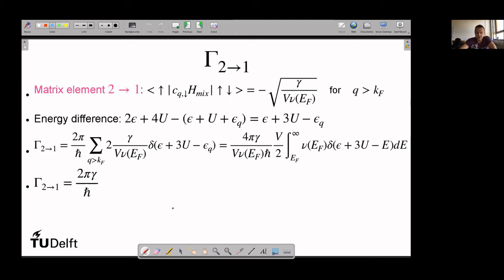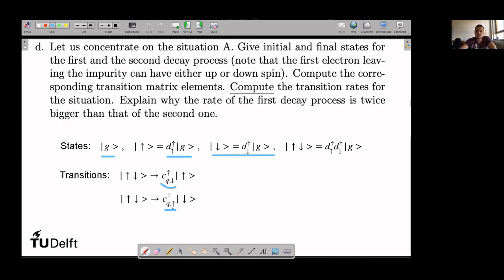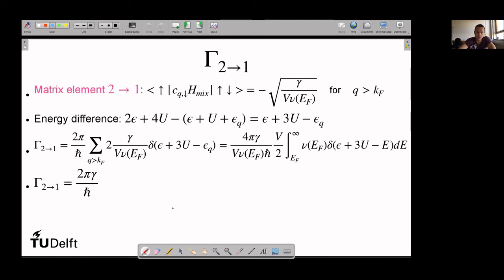Okay, now next we need to evaluate. So we have given the initial and the final states for the first and second decay process, and then we need to evaluate the corresponding matrix elements, and from there compute the transition rates. So I write the matrix element from 2 to 1. I have taken one of them. So you see here how I write the initial and the final state.